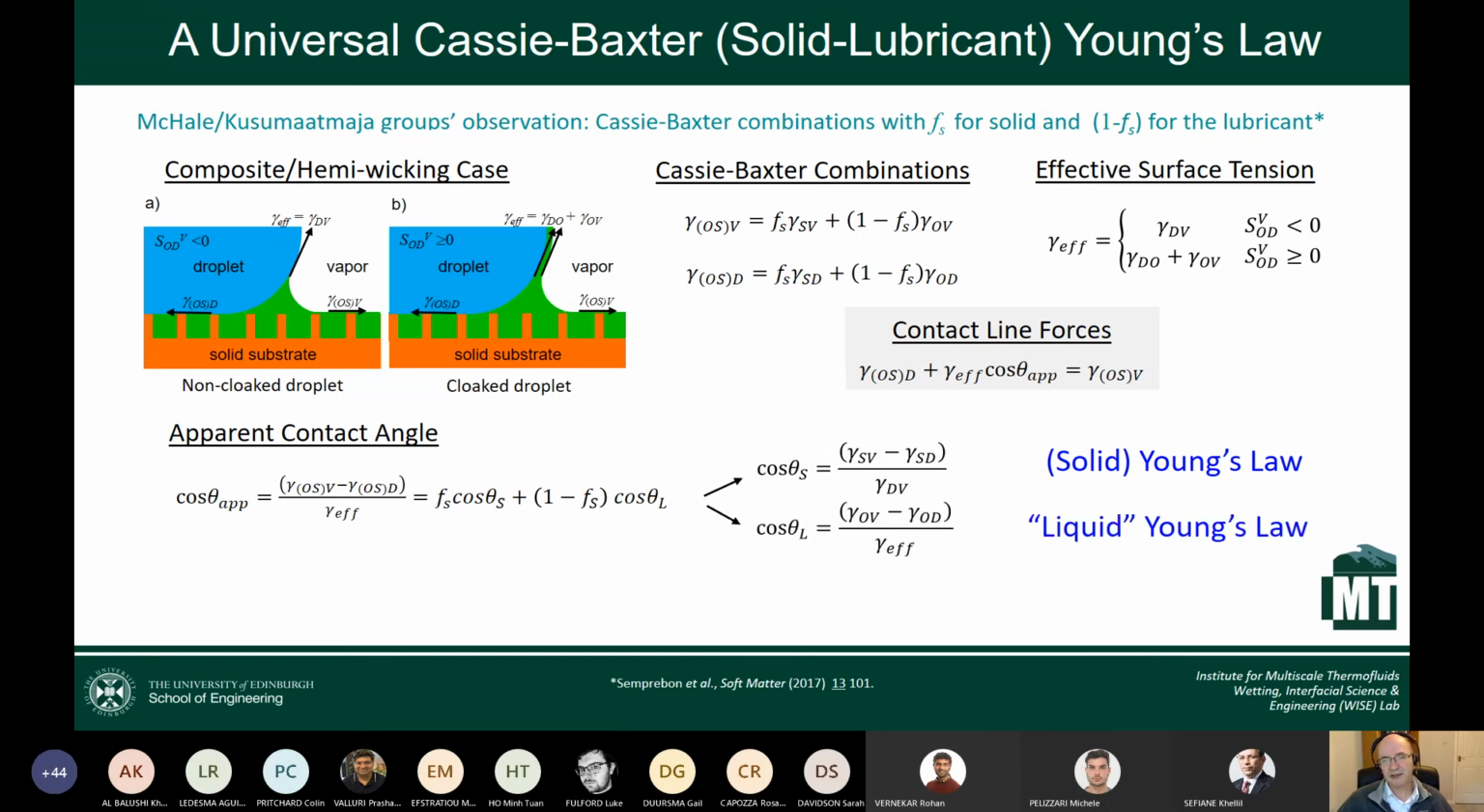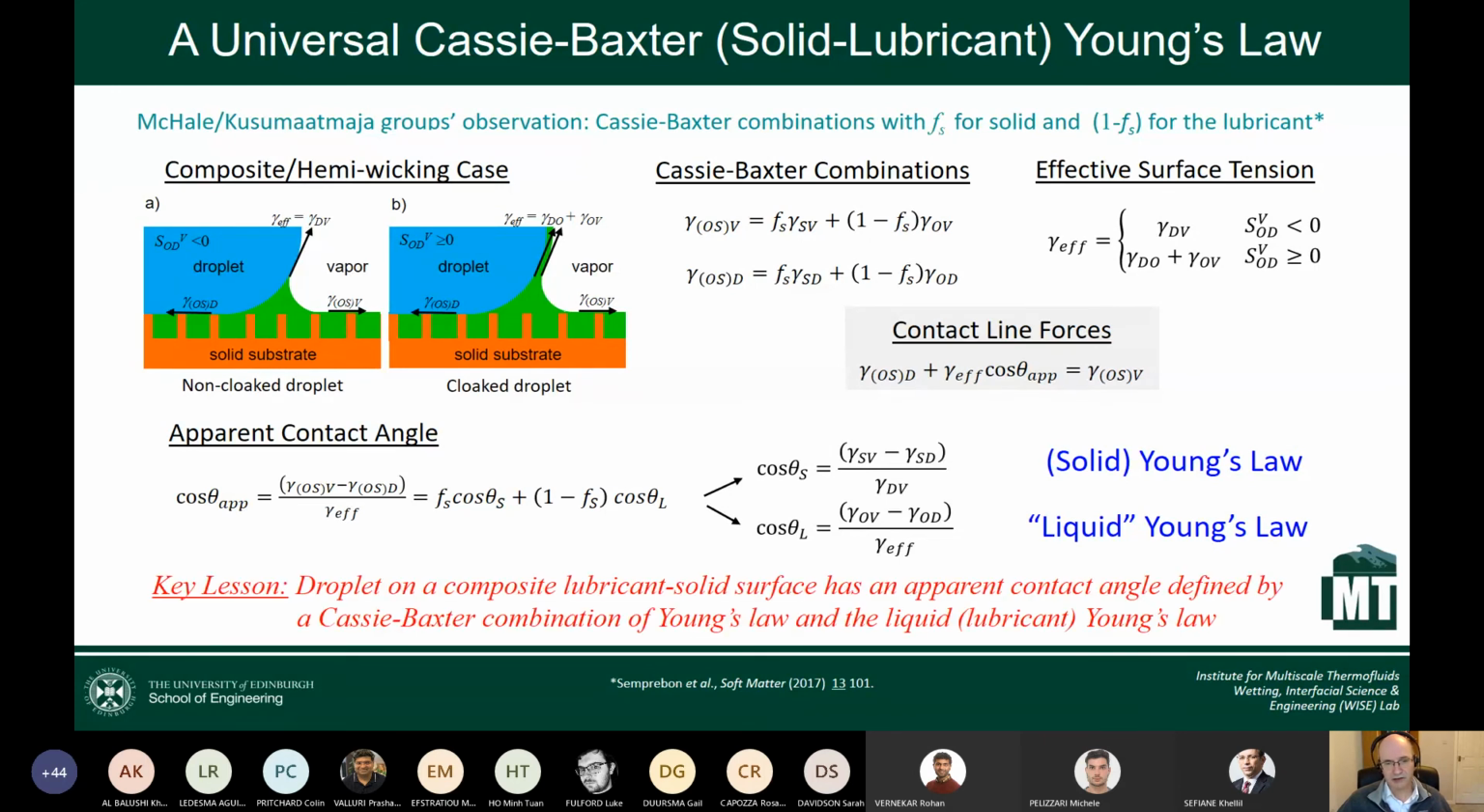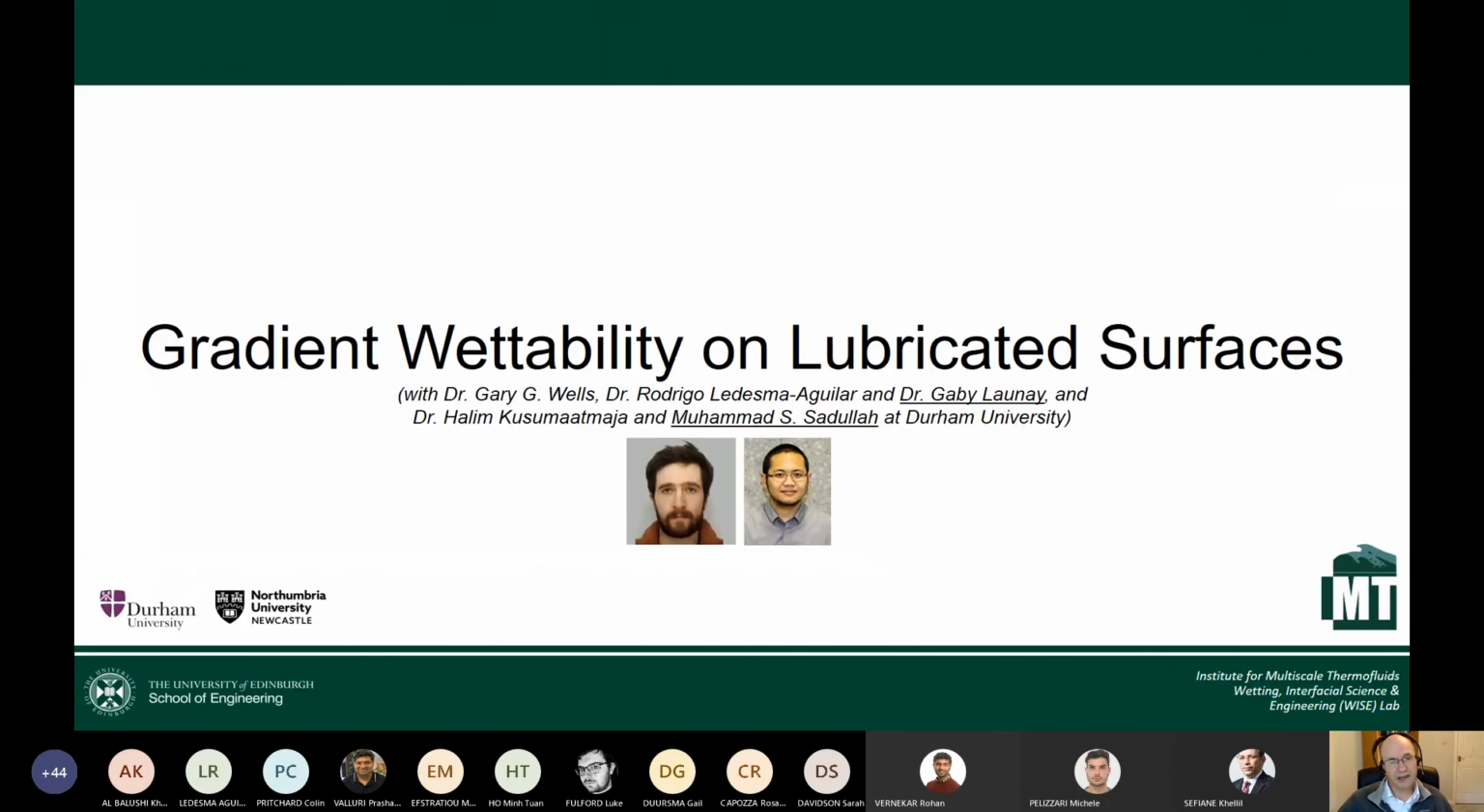It has two limits. One gives you the solid Young's law, the one we're familiar with. The other gives you this sort of lubricant or liquid Young's law. And so you can think of droplets on composite solid-lubricant surfaces with apparent contact angles starting to do the same as a droplet would do on a composite solid surface. And you can play with that.